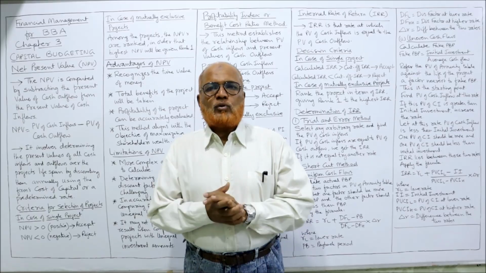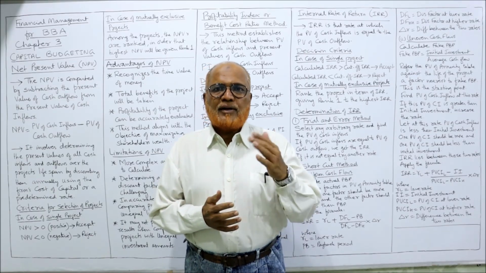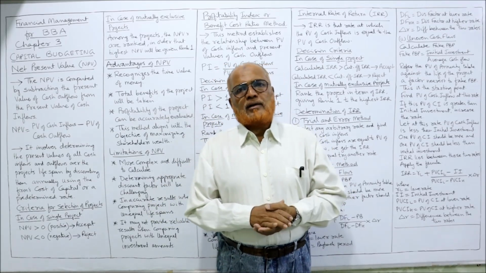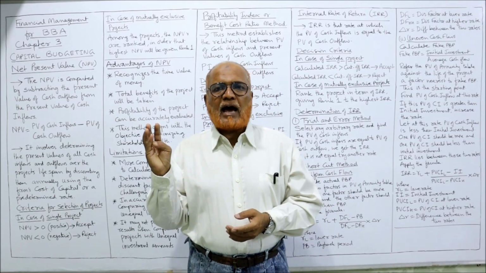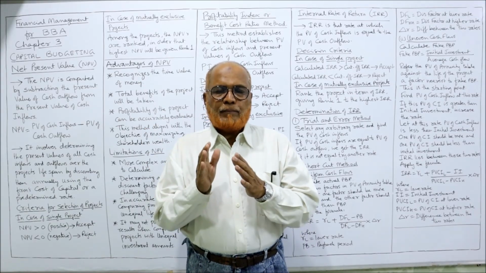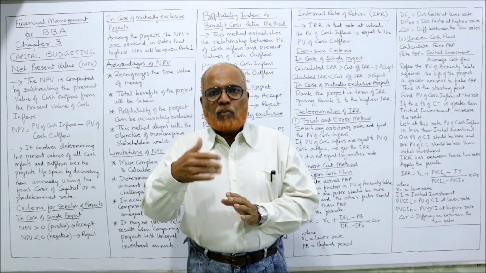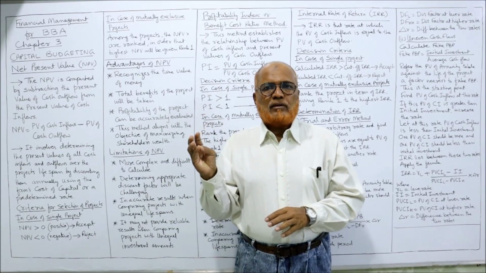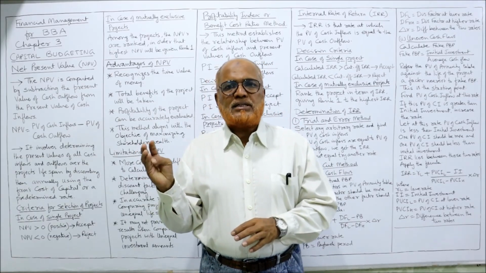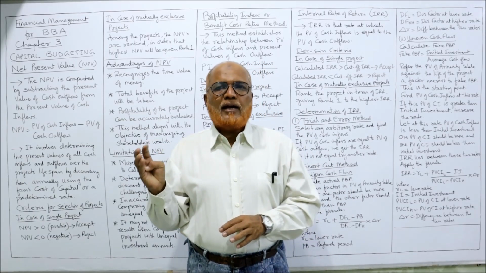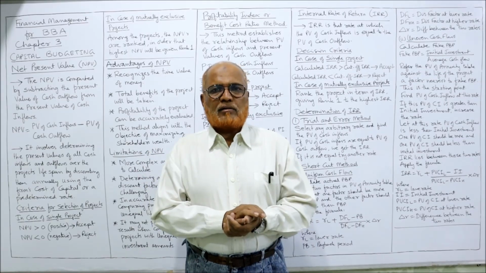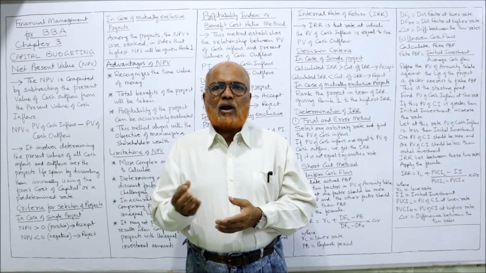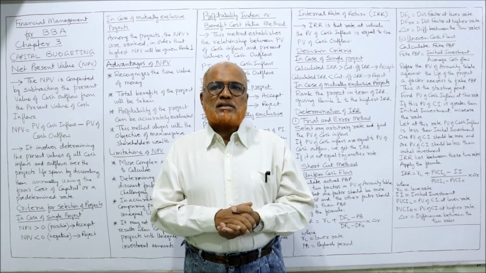Broadly we have two techniques, called traditional technique and modern technique. The traditional techniques are undiscounted techniques: payback period method and average rate of return, PBP and ARR. The modern techniques are called discounted techniques, where we have NPV, net present value, profitability index, PI, and internal rate of return, IRR. In the last video, I completely explained two methods along with advantages and disadvantages.